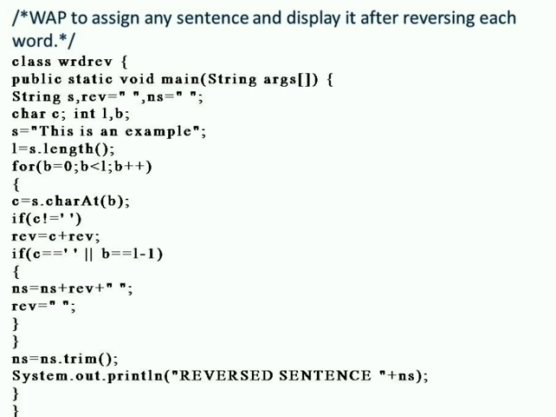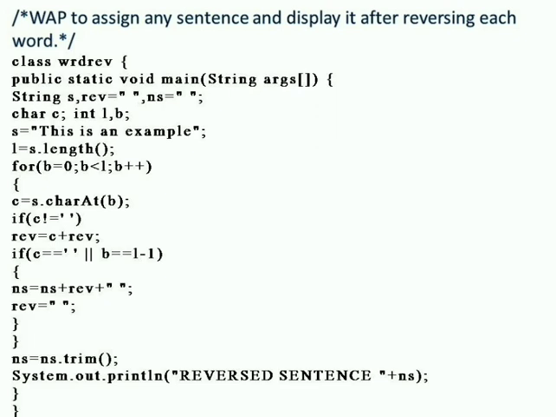That means we extract one character from the b position and store it in c. Then after that we have written if c not equal to blank. That means the character which we have extracted, if it is not blank, then we concatenate that character with the string rev. Rev equal to c plus rev. That is, the character which we have extracted, we have added with rev from the right side.